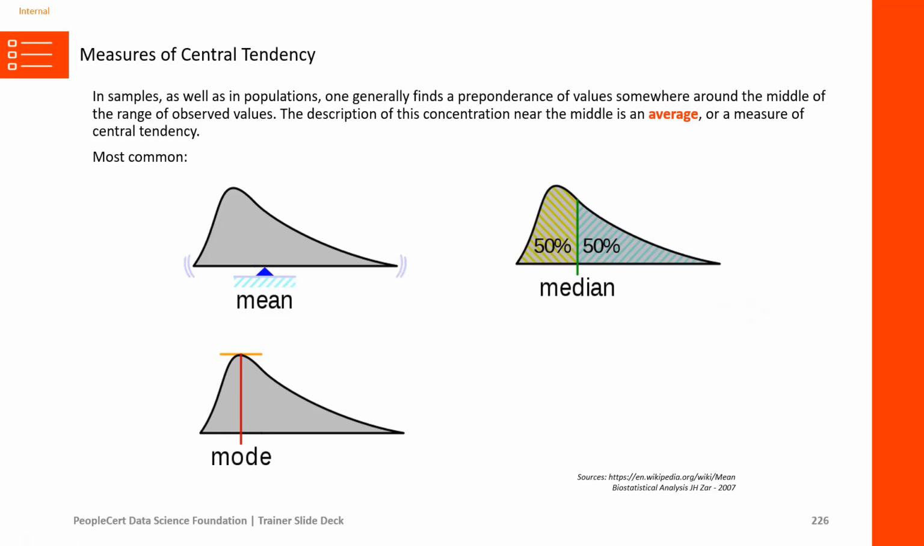In the last slide we talked about population and we have talked about samples. So now the measure of central tendency pertains to the sample. In samples as well as in populations, one generally finds a preponderance of values somewhere around the middle of the range of observed values. The description of this concentration near the middle value is called the average or measure of central tendency. So the measure of central tendency can be defined in the form of mean, median, or the mode.